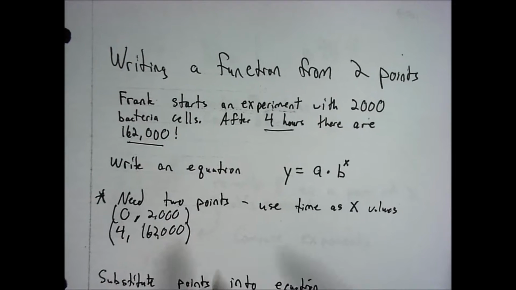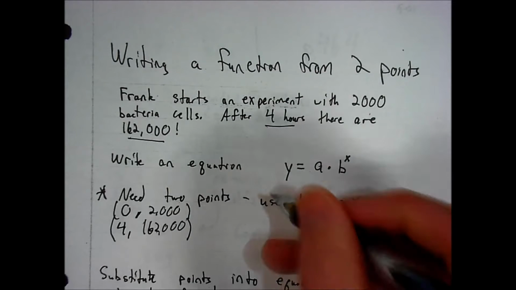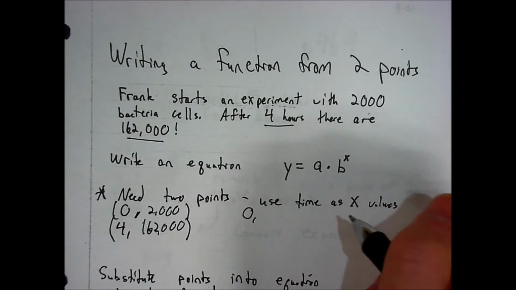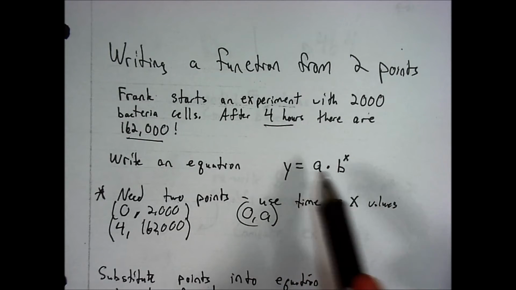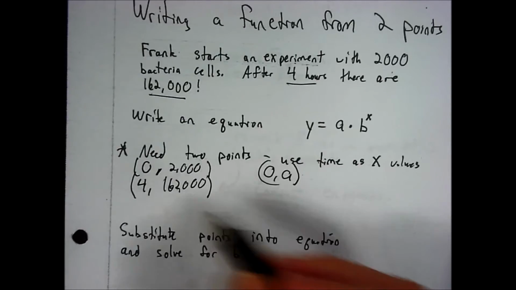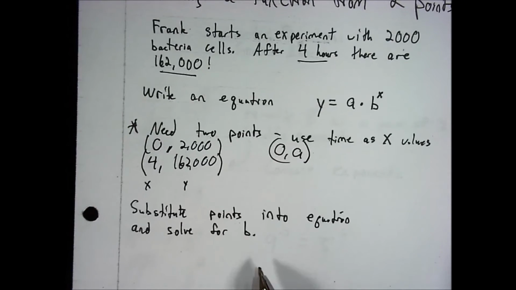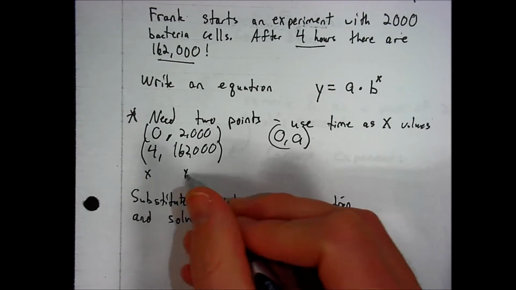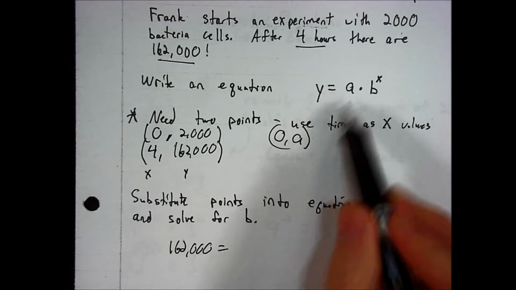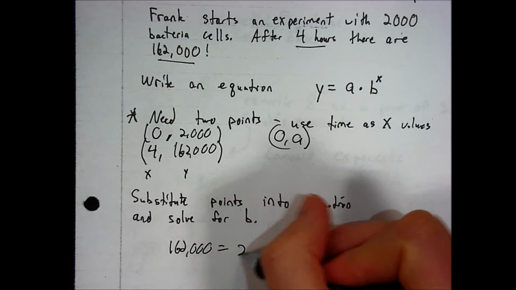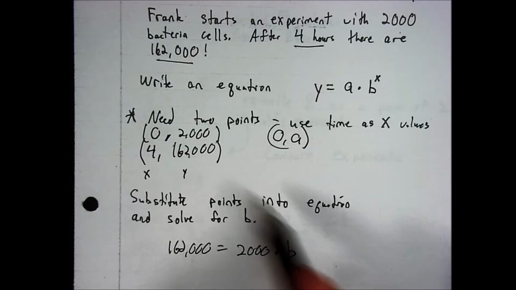Now what's really nice about this one, and I think the book gives you the 0 point every time, that 0 comma, this is going to be our a value. Whatever is with 0 goes in for a. And then you use your second point to plug in for x and y, and then we're going to solve for b. So we're going to have y, 162,000, equals a, remember our a was up here, 2,000 times our b to the x, 4.